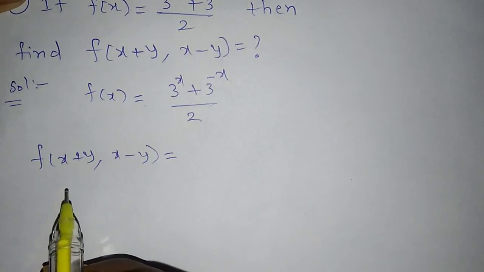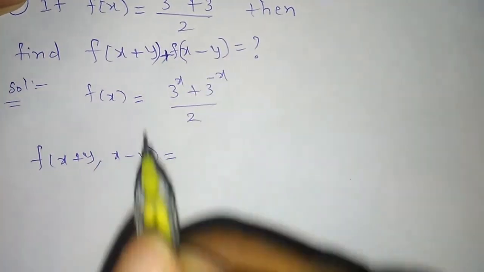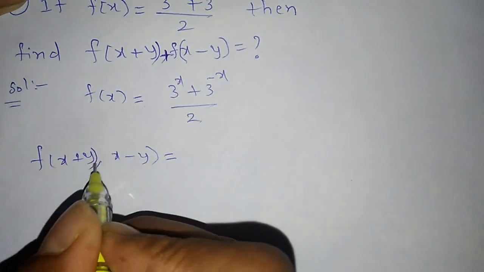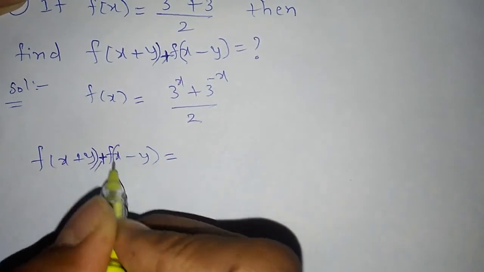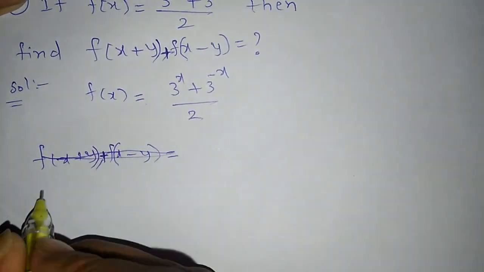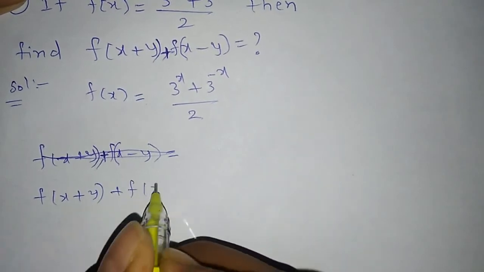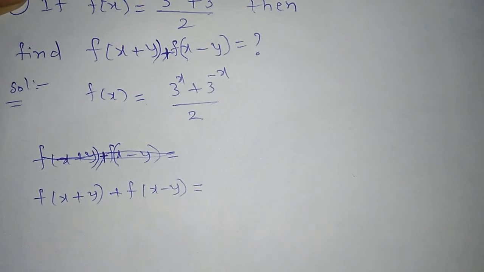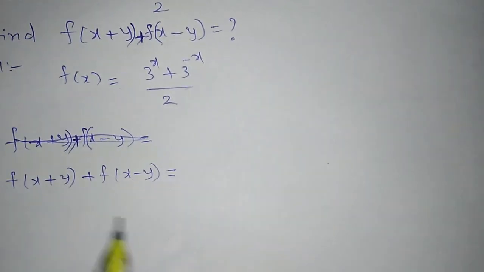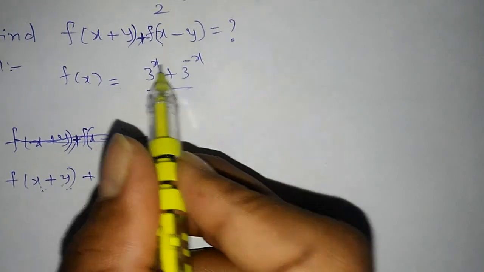there is a printing mistake here. This is f of x plus y plus f of x minus y. So in the question, there is a printing mistake. This is f of x plus y plus f of x minus y. So here, first f of x plus y means put x plus y in place of x.